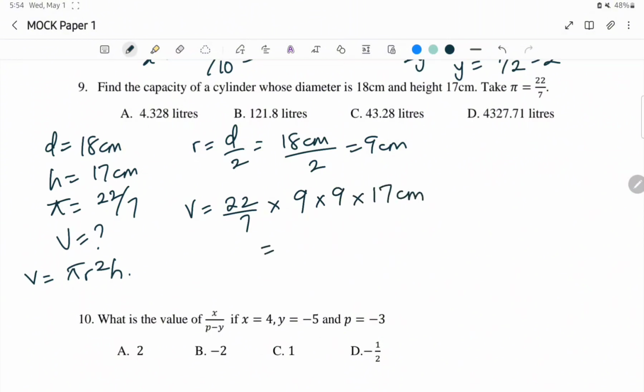When we multiply this, we'll get 4327.71 centimeters cubed. But we are asked to find the capacity. So the relationship between capacity and volume is that 1000 centimeters cubed is equivalent to 1 liter.